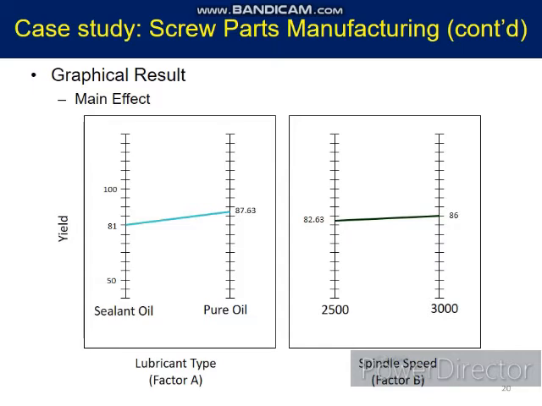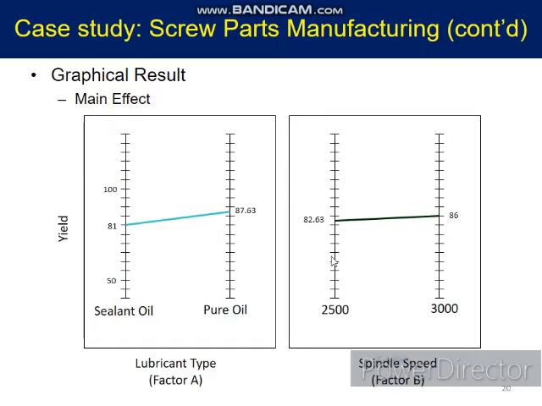Another way of representing the result that we have just now in graphical form is called a main effect plot. This example is a main effect plot. This is factor A, lubricant type. Sealant oil is the minus level, and pure oil is the plus level. As you change from sealant oil to pure oil, the yield increases from 81 to 87. And over here is the spindle speed. As you change the spindle speed from 2500 to 3000 RPM, the yield increases from 82.63 to 86%.